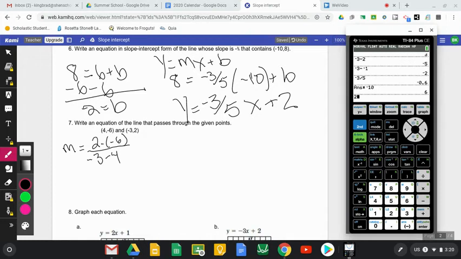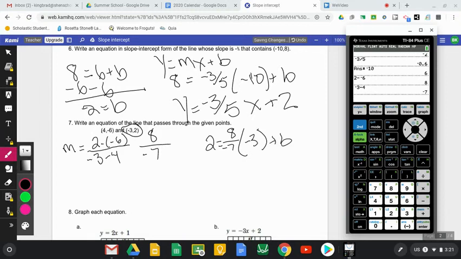2 minus negative 6, so we got an 8. Negative 3 minus 4 over negative 7. Okay, there's my slope. Now I've got to find what b is. So when we're going to do this, I pick one of these points. I'll pick this guy. I'm going to substitute in again. So 2 equals 8 over negative 7 times my x plus b.